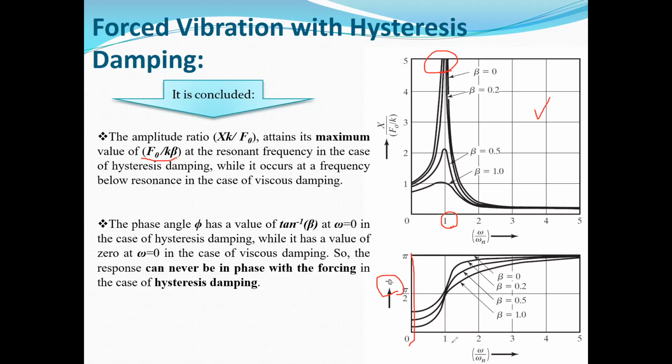While in the system with viscous damping, when omega was 0, the phase angle started from 0, and the response was in phase with the excitation. So we can conclude that in the system with hysteresis damping, the response will never be in phase with the forcing or with the excitation. This is the second conclusion that we can extract from these graphs.